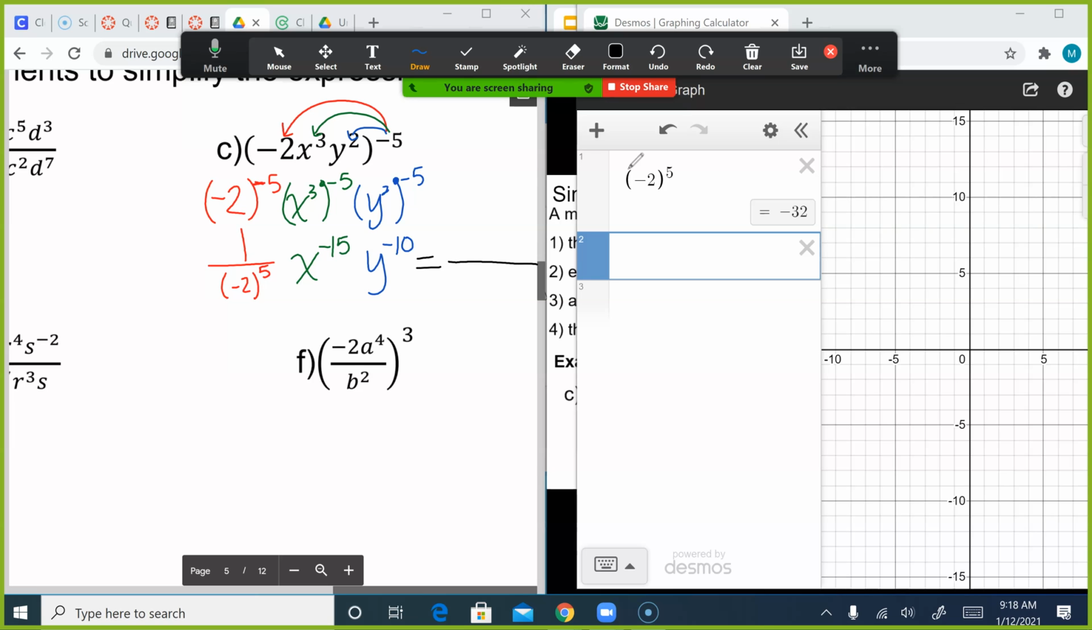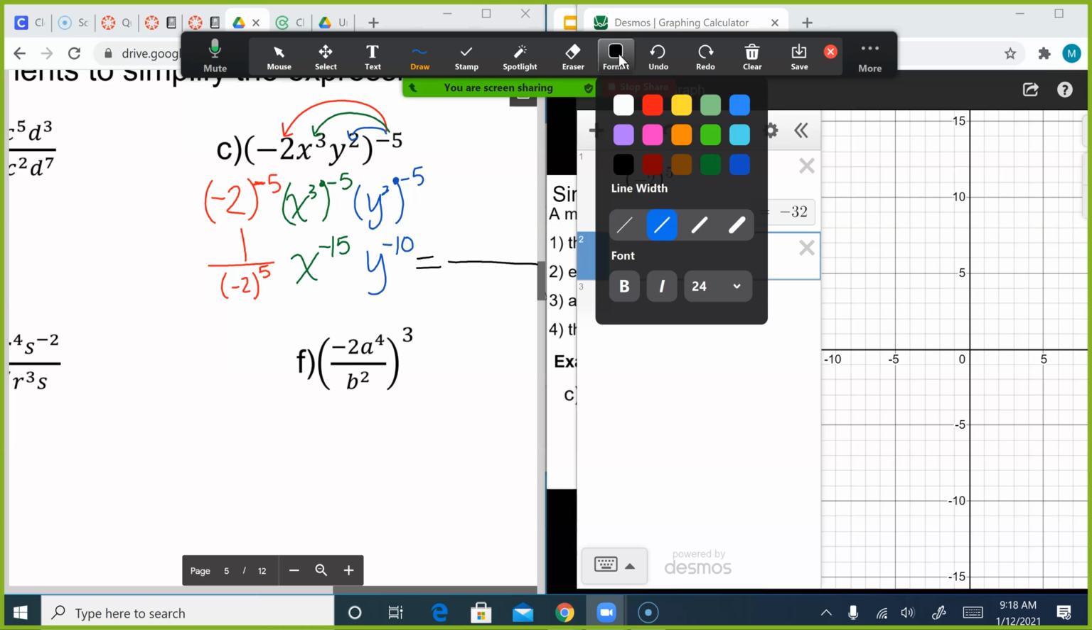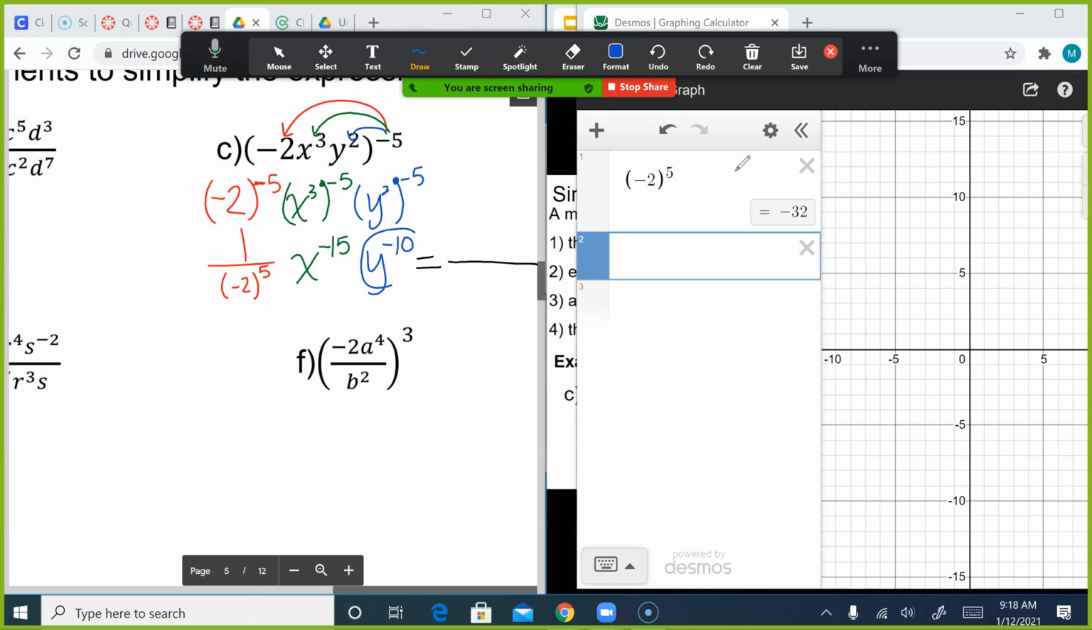So let's write our final answer over here. The negative exponents go on the bottom. So this one's a negative exponent, so it's going to go to the denominator and become a positive 10. This one has a negative exponent, so it also goes to the denominator and becomes a positive 15. And then this one, it's already in the denominator because it was negative, but this number is the negative 32. Alright, so everything, because everything had a negative exponent on it, everything is on the bottom.